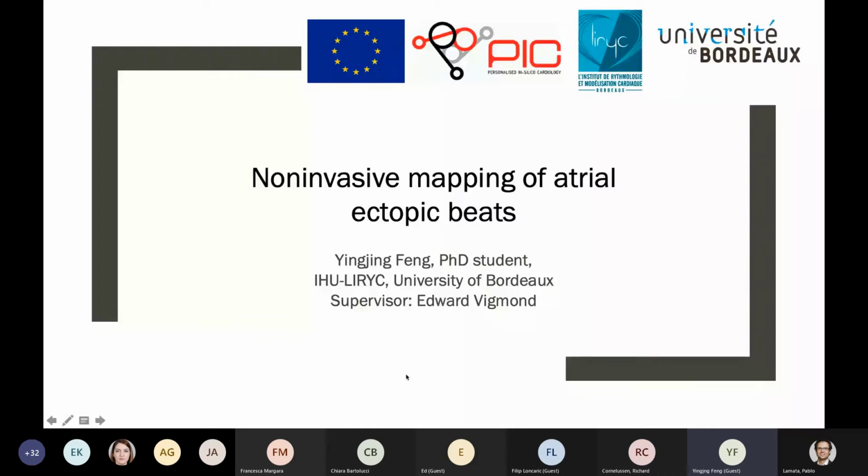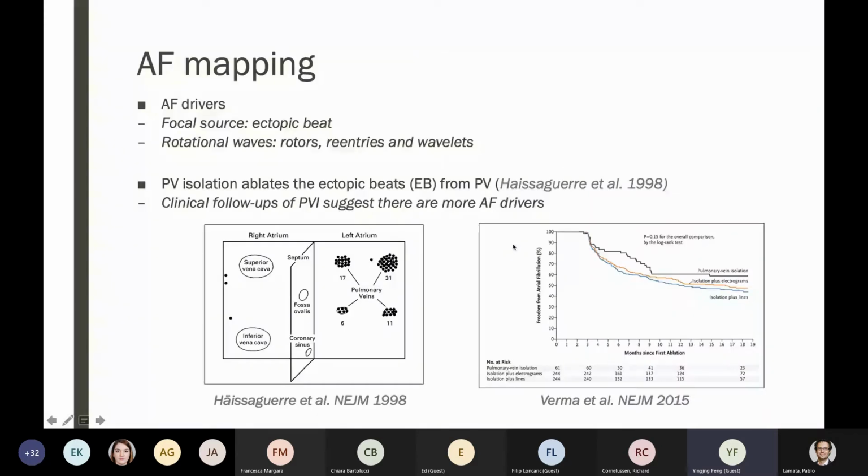Today I'm going to present the non-invasive mapping of atrial ectopic beats. So atrial fibrillation, we all know, is a very common cardiovascular disease in clinics. And the main driver, however, is still a mystery.